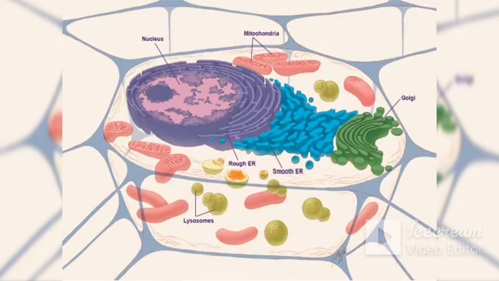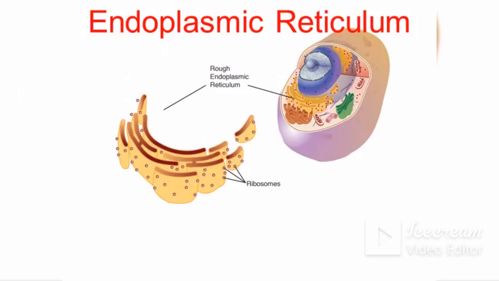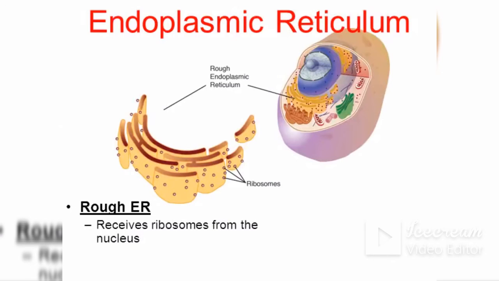So we come back here, we have the box highlighting the rough ER and the smooth ER. Let's zoom in and take a closer look at the endoplasmic reticulum. Okay, first of all, there's 2 kinds of ER. Let's look at the rough ER first. The ER stands for endoplasmic reticulum. The rough ER, the reason it's called rough is that it's covered in ribosomes.